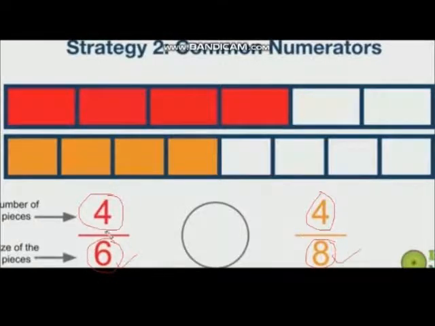So here in this fraction 4 upon 6, the denominator is 6. So we will make 6 columns in one strip, and here in this second fraction, which is 4 upon 8, the denominator is 8. So we will make 8 columns in the second strip. Now see, here in the numerator it is 4 and here also 4. So we will color 4 parts of each strip.